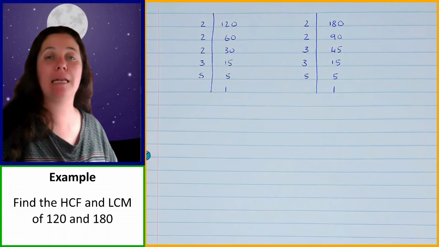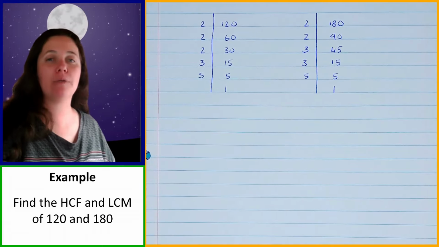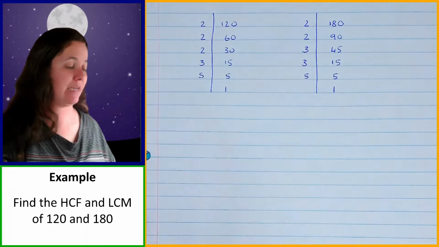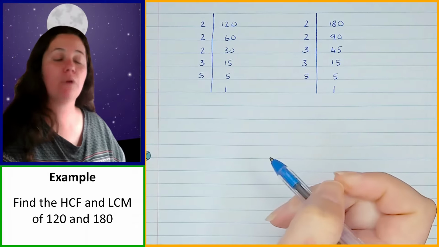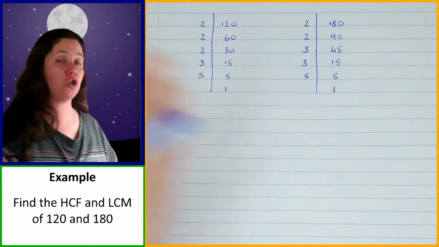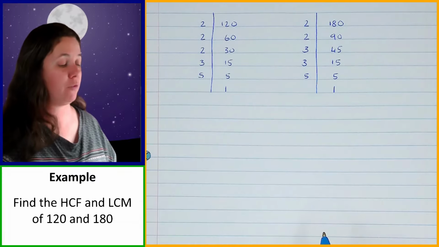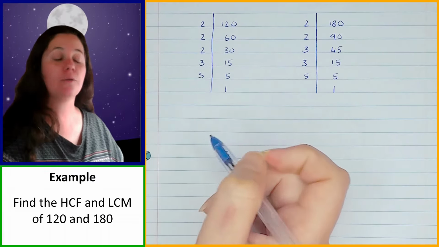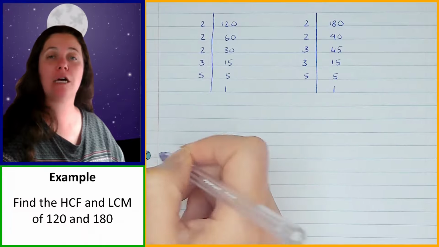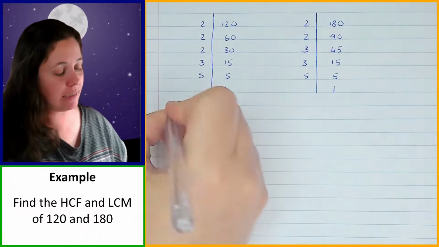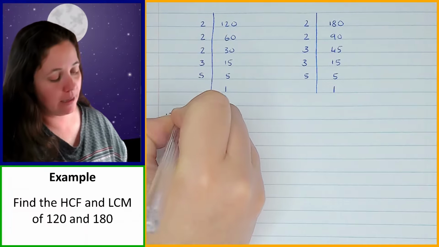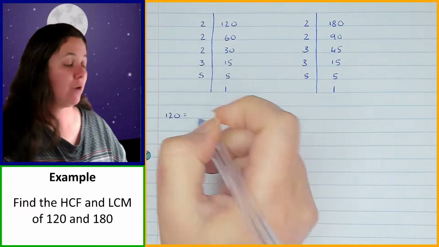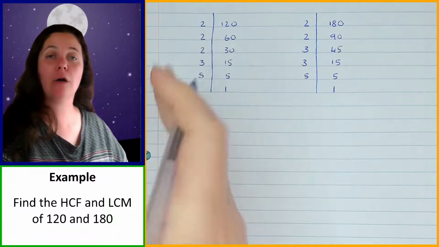Now once I've got my ladders, I need to take each of those numbers and write them as products of their prime factors. There are actually 2 ways of doing this. I'm going to show you both ways. You can choose which method you prefer. So the first method is where I just write the factors out multiplied with each other. I'm going to say 120 is equal to, and I'm going to write them so that the factors that are the same are underneath each other.